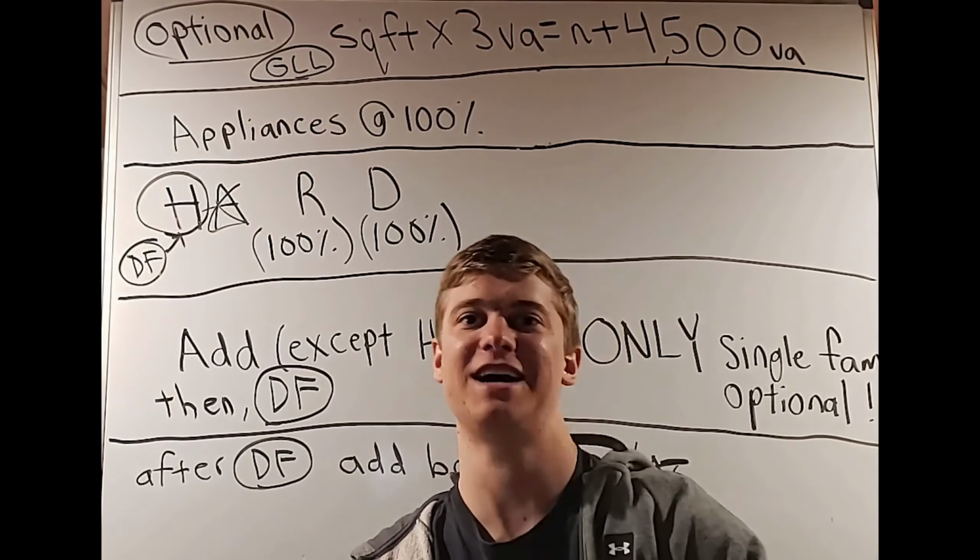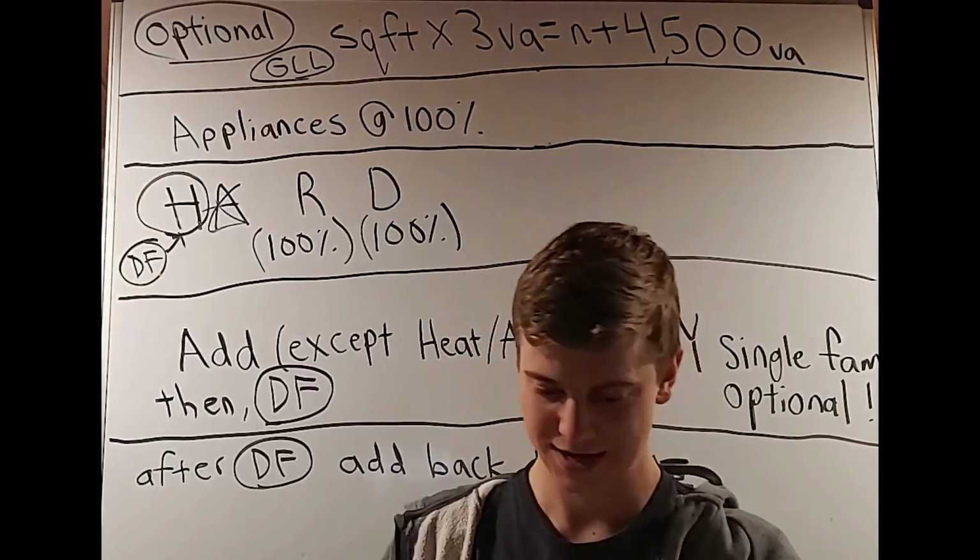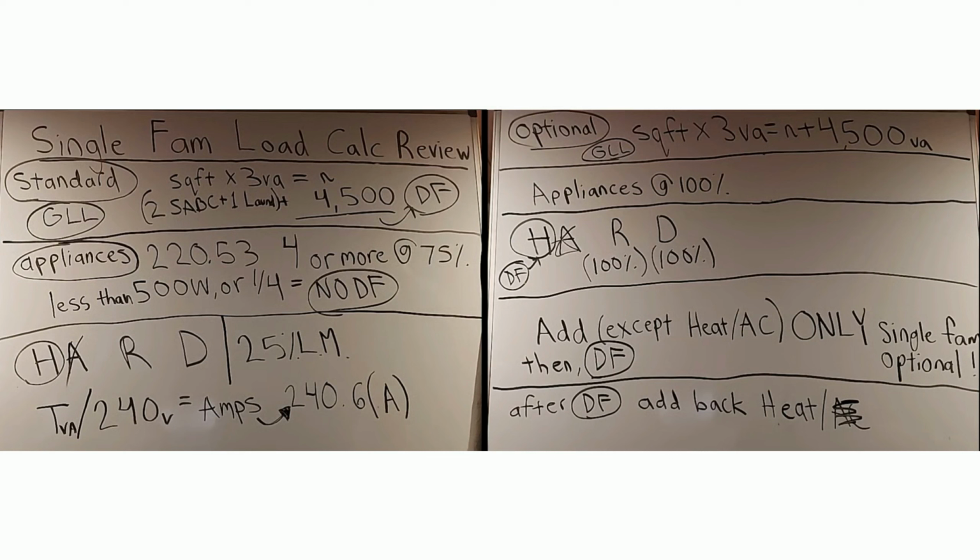Okay, so now that we completed that, I'm going to show you side by side the optional and standard method for the single family dwellings, and we're going to compare them. Okay, so the first thing is we see in each section of the standard method, we have some demand factors. When we're doing the general lighting load portion, we have those demand factors. When we're dealing with appliances, if we have 4 or more, they're at 75% if they're 500 watts or a quarter horsepower or greater. And then when we get to the heat and AC, we're basically just picking the bigger one there. But for the range and the dryer, we have those tables where we have demand factors. So there's a lot more demand factors to pay attention to in the standard method.